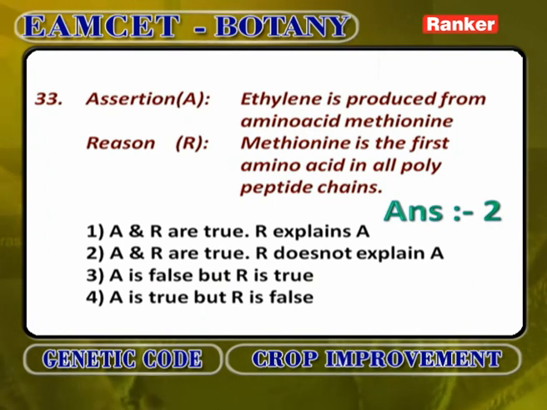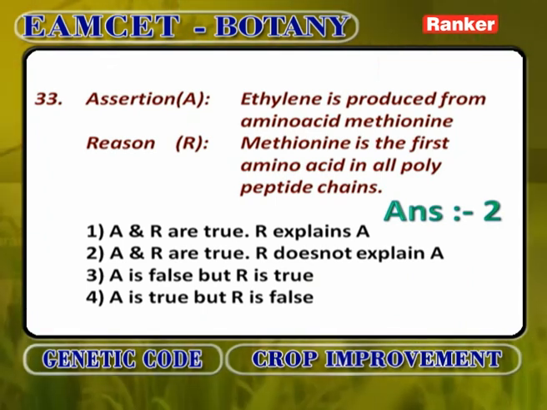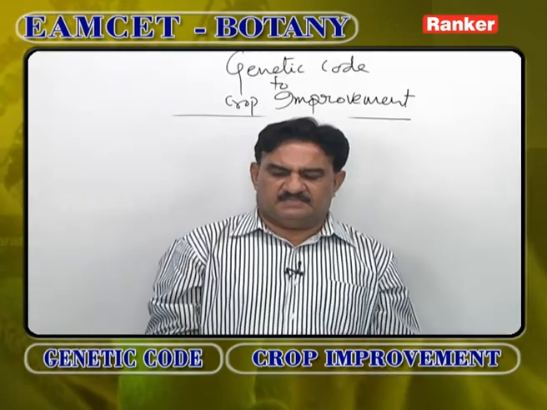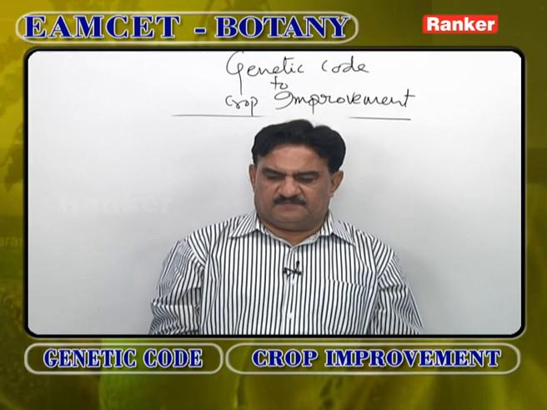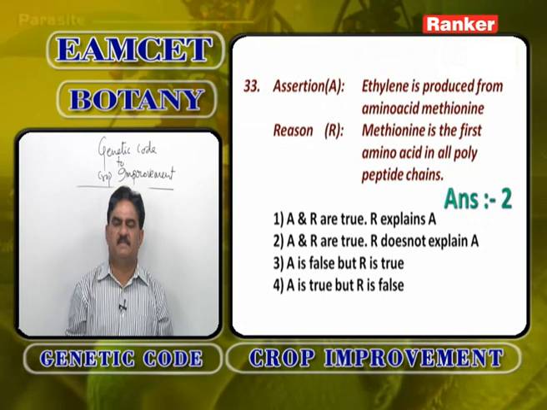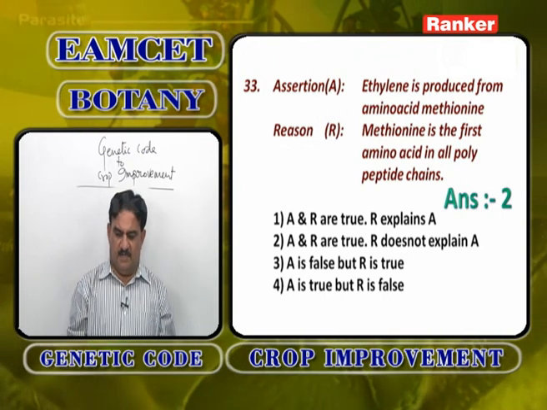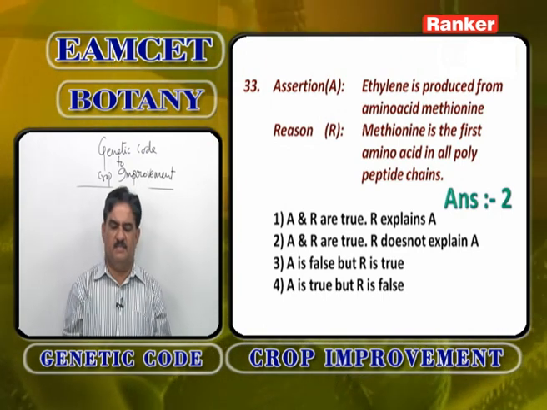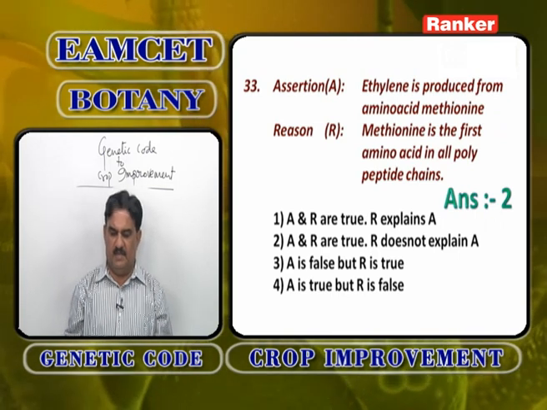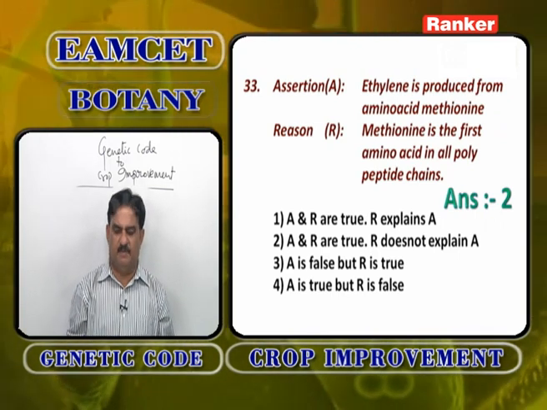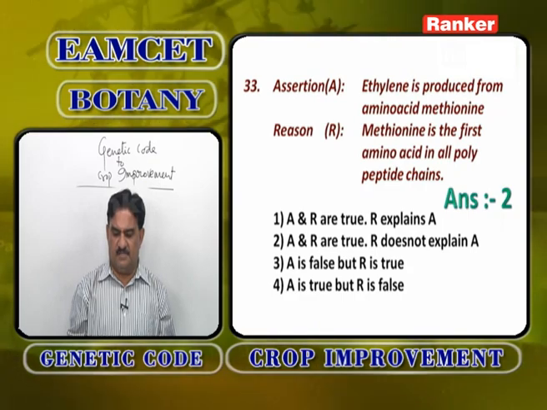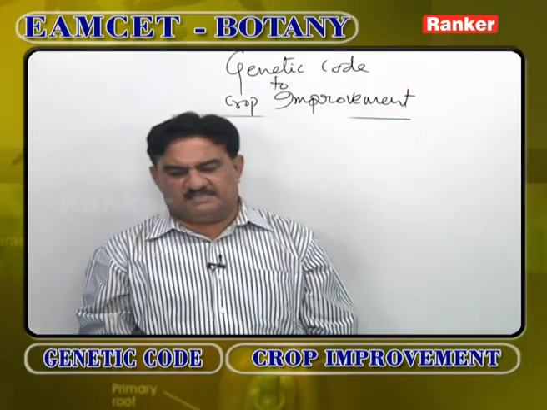Assertion. Ethylene is produced from amino acid methionine. Auxins are formed from tryptophan with the help of zinc. Ethylene is produced from amino acid methionine is correct. Methionine is the first amino acid in all polypeptide chains. Ethylene is formed from methionine amino acid is correct, but not because methionine is the first amino acid in all polypeptide chains. Methionine is the first amino acid in all polypeptide chains is correct.